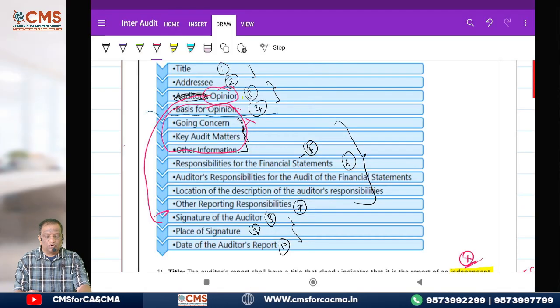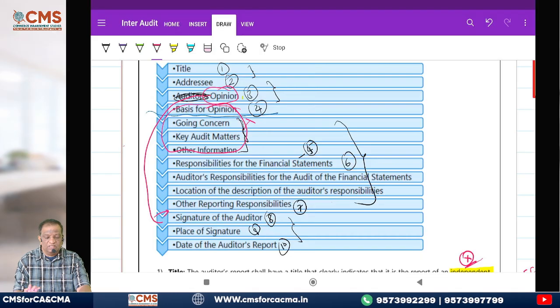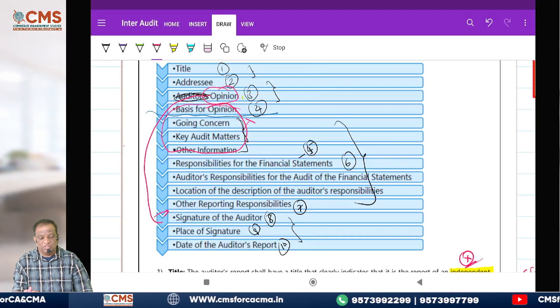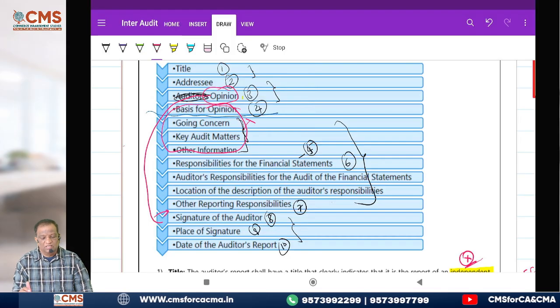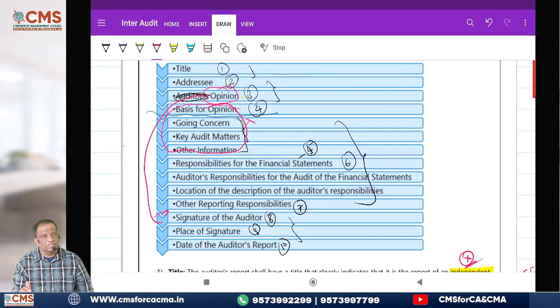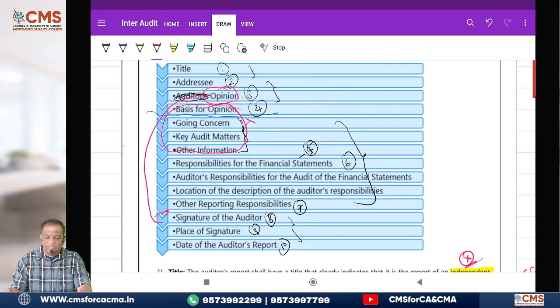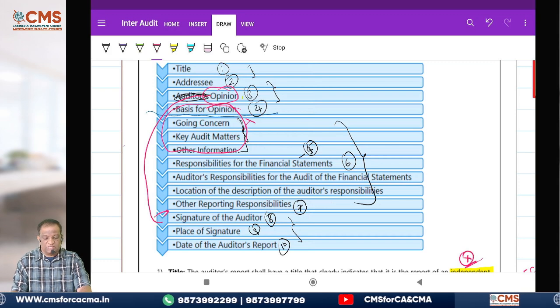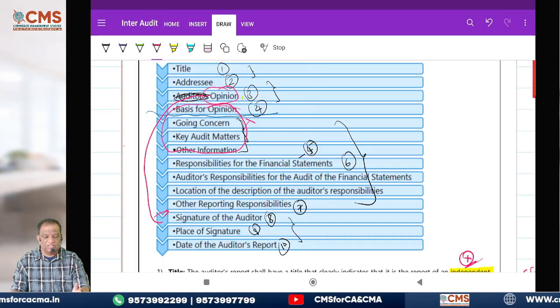In this basis for opinion, we have three matters: going concern, key audit matters, and other information. Then we have two responsibility paragraphs: responsibilities of management and responsibilities of the auditor. And then location of description. This is not a separate heading, but it is about where we disclose the auditor's responsibilities. And then finally, other responsibilities. And the last three: signature, date, and place.